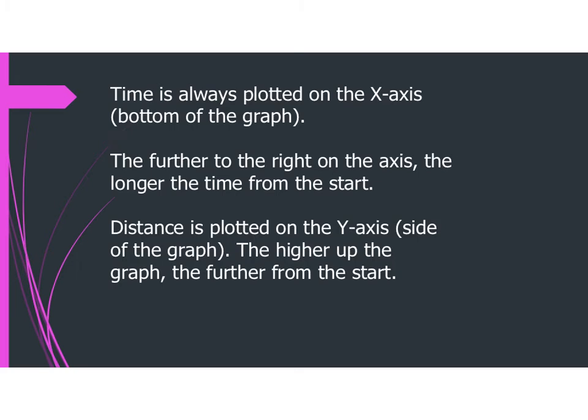Now this summarizes how it's plotted. So remember, x-axis is the time. The further to the right of the axis, the longer the time from start. Distance is plotted on the y-axis side of the graph. The higher up the graph, the further from the start. And this is a basic summary of what I just said.